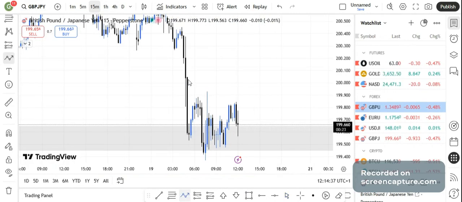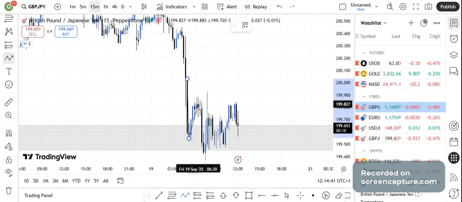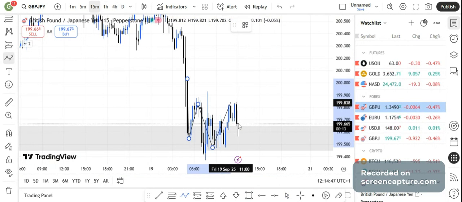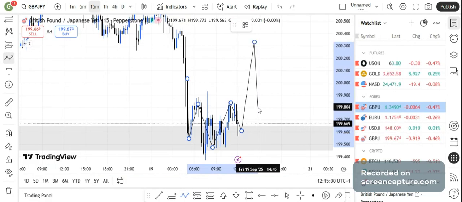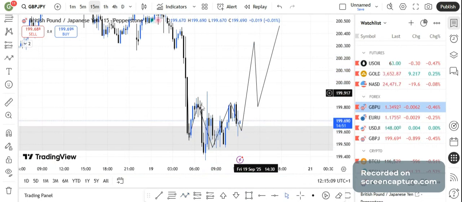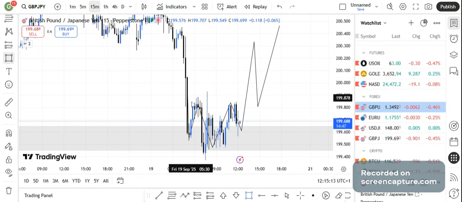It moves like this, then like this. And what we expect, just like what we are currently seeing here, is an inverse head and shoulder. So you just expect price to move like this, then price to move up. So now you can either enter now, or you wait for price to break out of this neck. This is a neck. Can you see that?